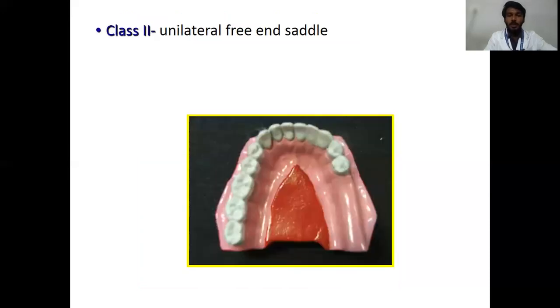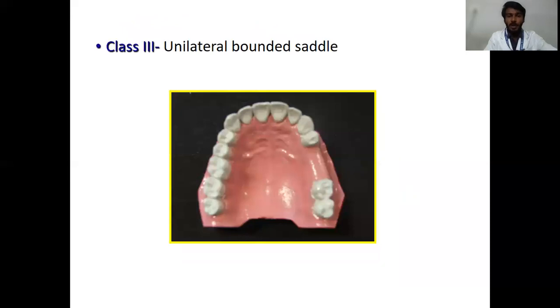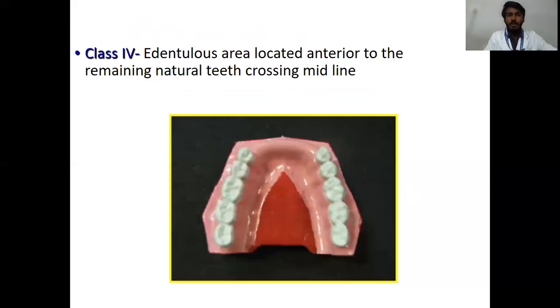Then the class 2 situation is a unilateral free end saddle. The class 3 situation is a unilateral bounded saddle. The class 4 situation is an edentulous area located anterior to the remaining natural teeth, crossing the midline.